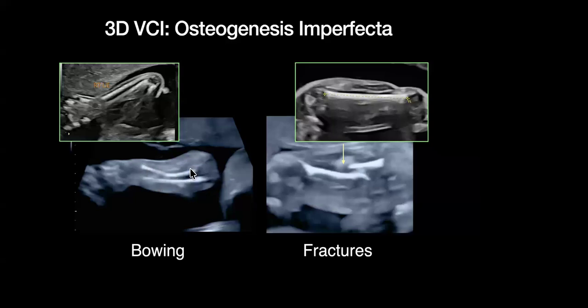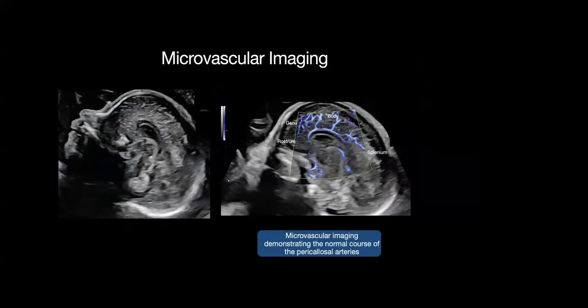And here you could see how this is just a normal for comparison. Notice you could see bowing here of both the radius and the ulna in this fetus presenting with osteogenesis imperfecta. And here's an example of the fractures that are present, which you could see in the lower extremities.